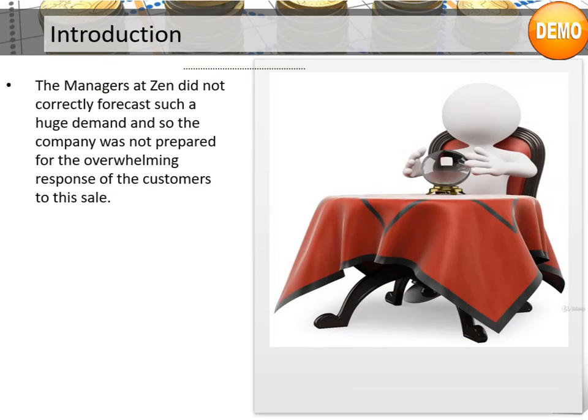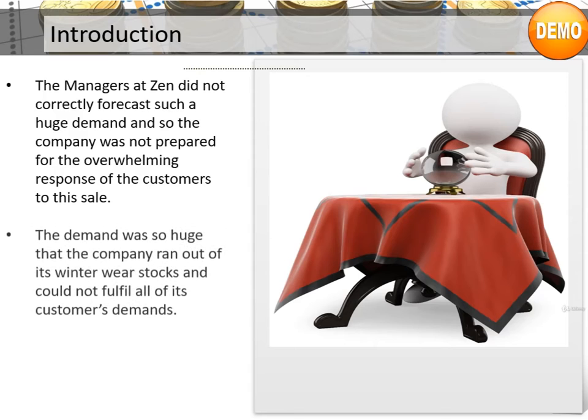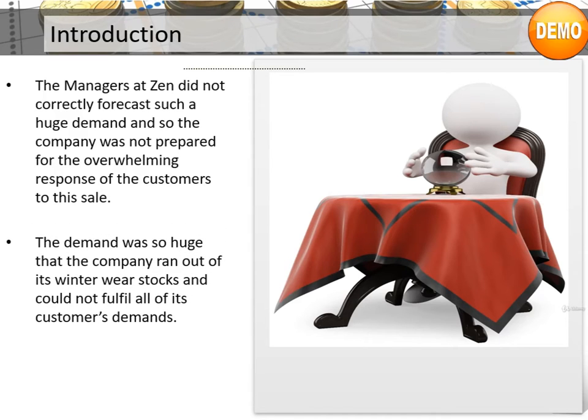The managers at Zen did not correctly forecast such a huge demand, and so the company was not prepared for the overwhelming response of the customers to this sale. The demand was so huge that the company ran out of its winter wear stock and could not fulfill all of its customers' demands.